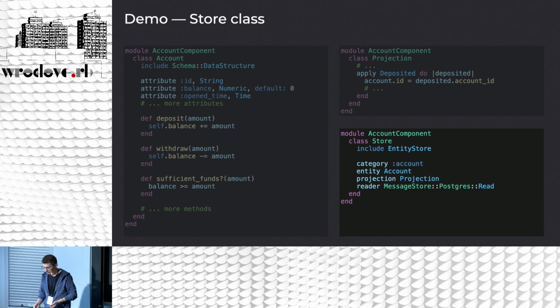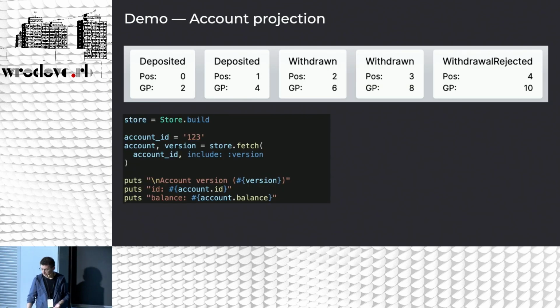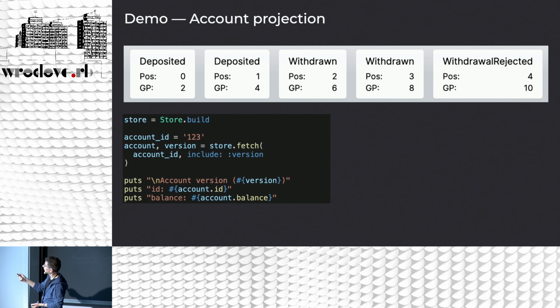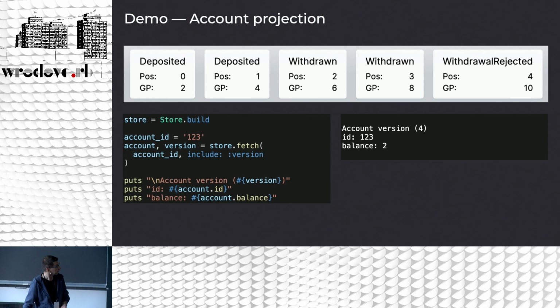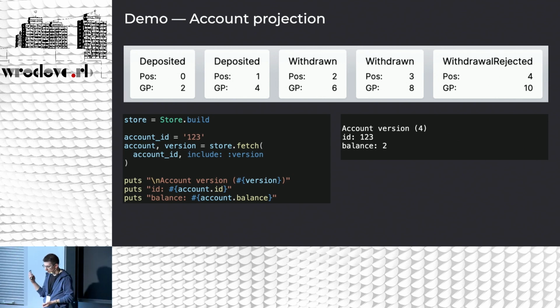OK, so we want to project. So we take our store. We just configure it with this build. And we say which entity, so which ID we want to get. And we say store, hey, fetch. And this is what we get. So of course, if someone wanted to withdraw 11, well, it was just a bit too much.